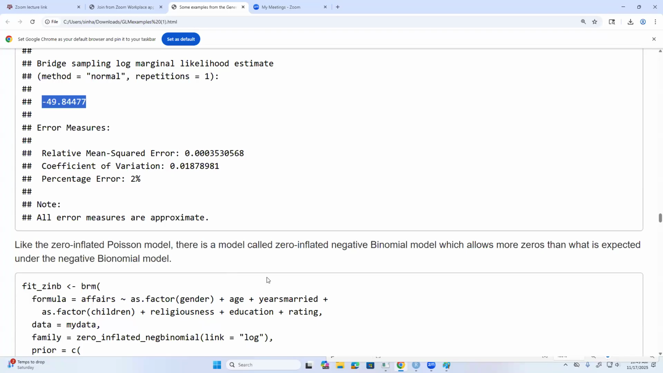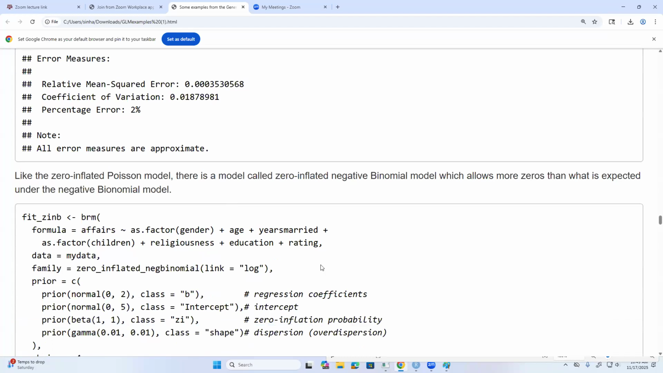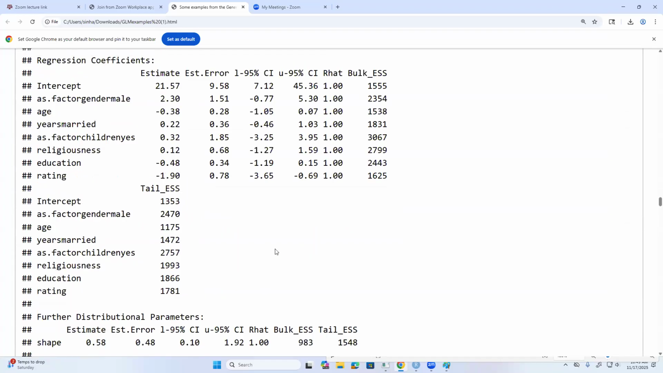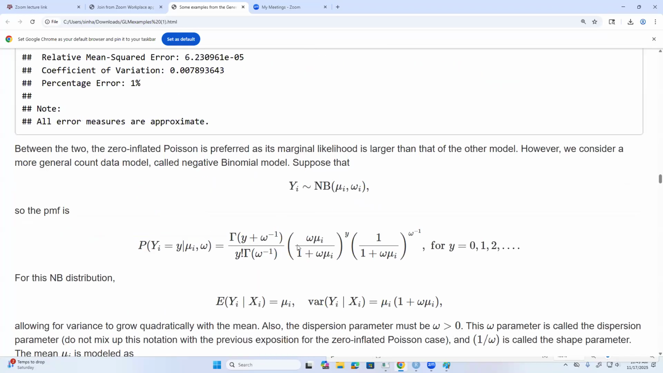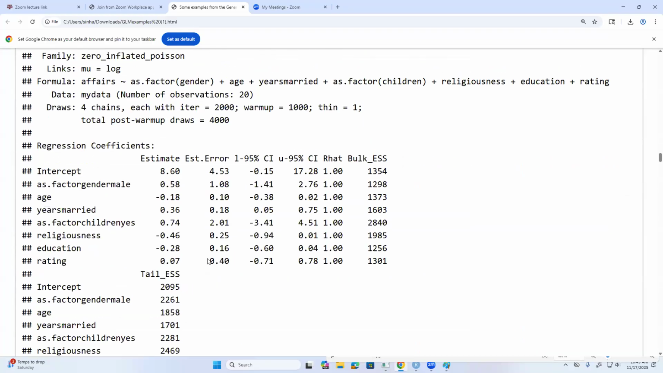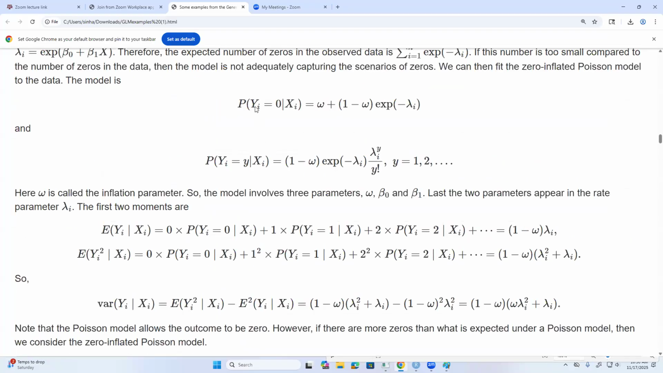All right, now let's move on to the zero inflated negative binomial model. Now, how does it look? We know the negative binomial model here. For the zero inflated negative binomial model, we will have probability y equal to 0 given xi. We'll have omega plus 1 minus omega times another component, and this component will be coming from the negative binomial distribution when yi equal to 0.